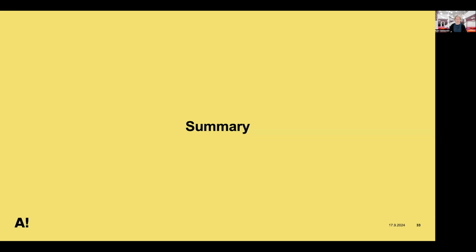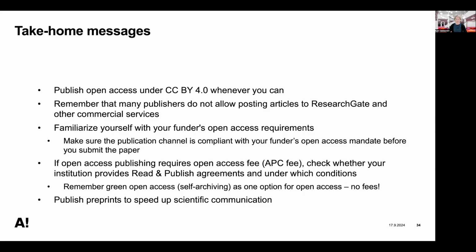And then finally, a summary from our training. So publish open access under the CC BY whenever you can. And remember that many publishers don't allow posting articles to ResearchGate or other commercial services. If you are receiving funding from an external funder, make sure that you familiarize yourself with your funder's open access mandate. And if open access publishing requires an APC fee, check whether your institution provides free publish agreements which could cover the APC fees on your behalf.